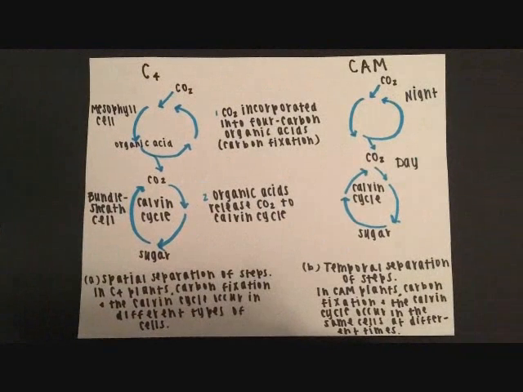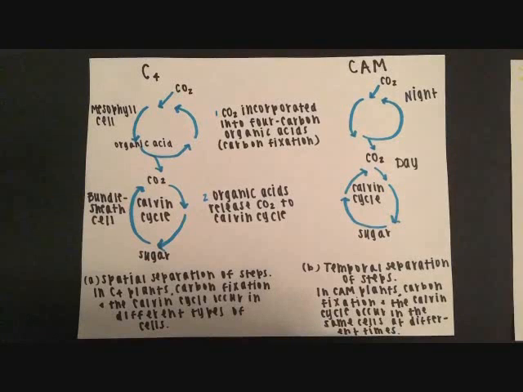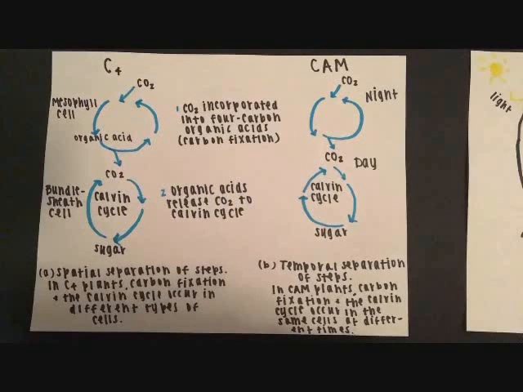This diagram shows some of the difference between the adaptations of C4 and CAM plants. C4 takes place in different types of cells, with the mesophyll and the bundle sheath, and then CAM just takes place in the same cell but at different times of day, so during the night and during the day.